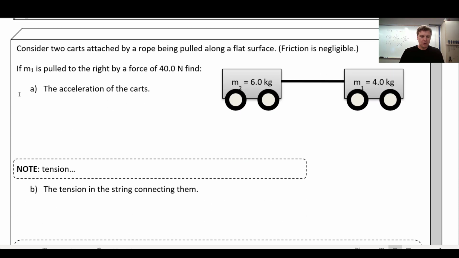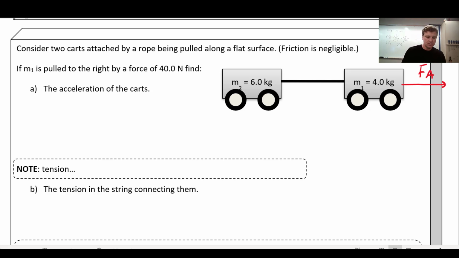So first example, imagine we've got two carts attached by a rope. So we're applying a force here to this cart to the right, and that's going to make these carts roll along to the right. It also tells us that there's no friction in this system, so the wheels are really good and it's just going to kind of glide along. But there are other forces that are happening here.